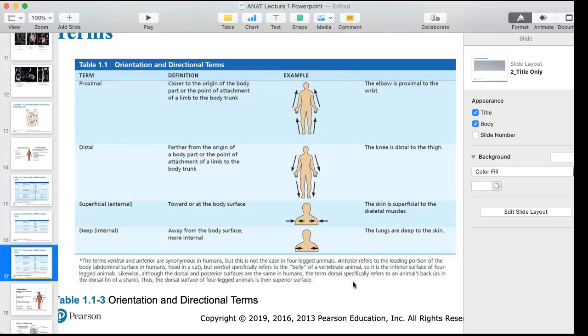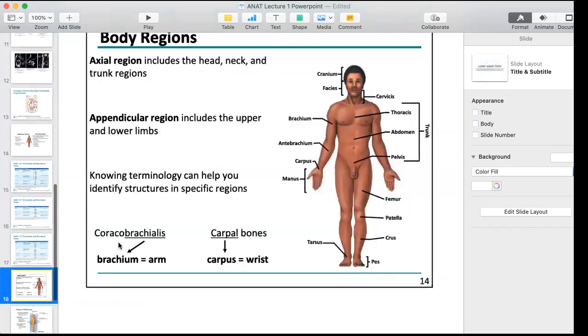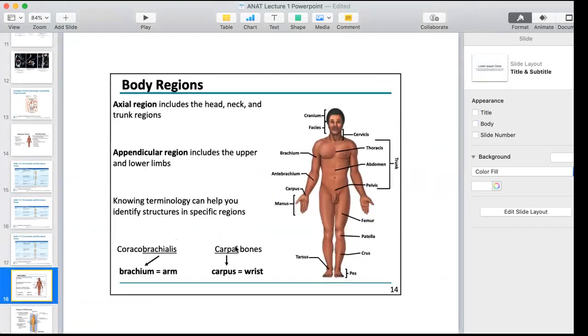So this is away from the surface of the body. All right, so these are the major directional terms. And now we're going to move on briefly to the body regions.